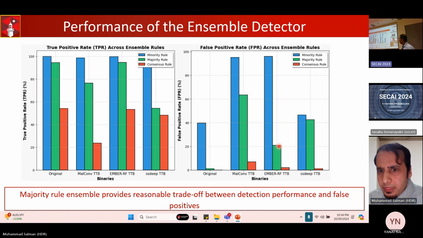The question was whether a 95% true positive rate is acceptable for a malware detector. Yes or no answer? Acceptable. Yes. Okay. Any other questions?